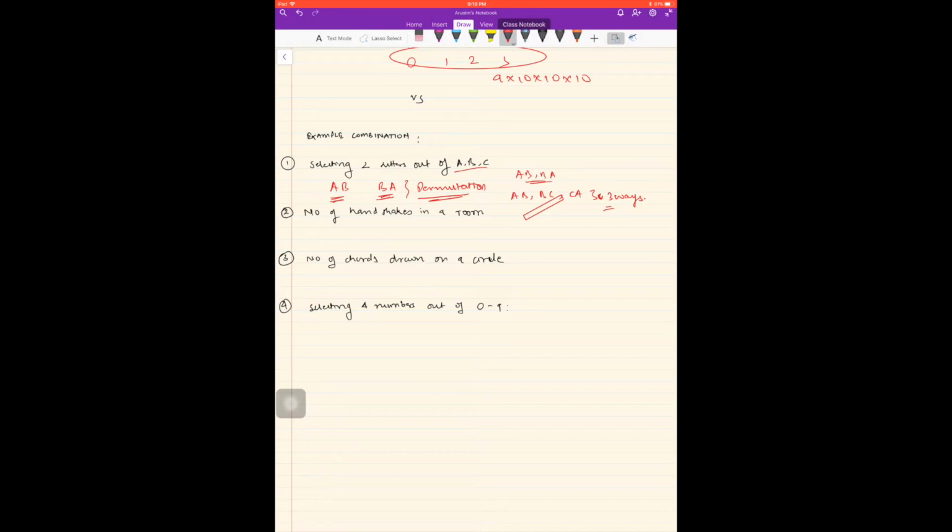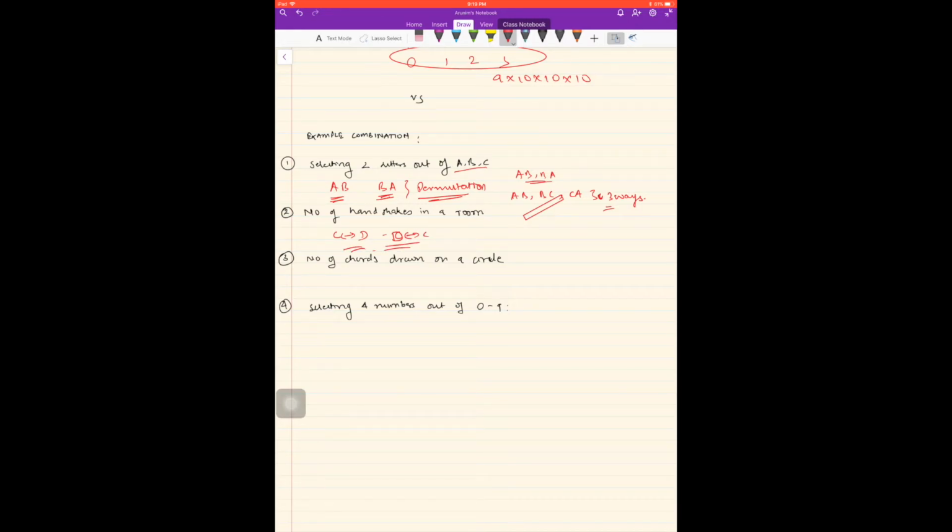Let's have a different example. Let's have 10 people in a room and they shake hands. If there's a person C and a person D, C shaking hands with D is the same as D shaking hands with C. So we don't differentiate between who is shaking hands with whom. Either C shaking hands with D or D shaking hands with C, it doesn't matter.